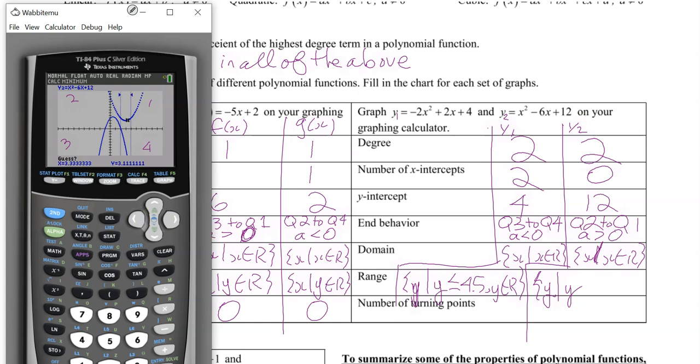And hit enter. And we can see that y equals 3. So it's a set of all y's such that y is? Yeah, greater than or equal to 3. y belongs to the reals. How many turning points in y1? And in y2?